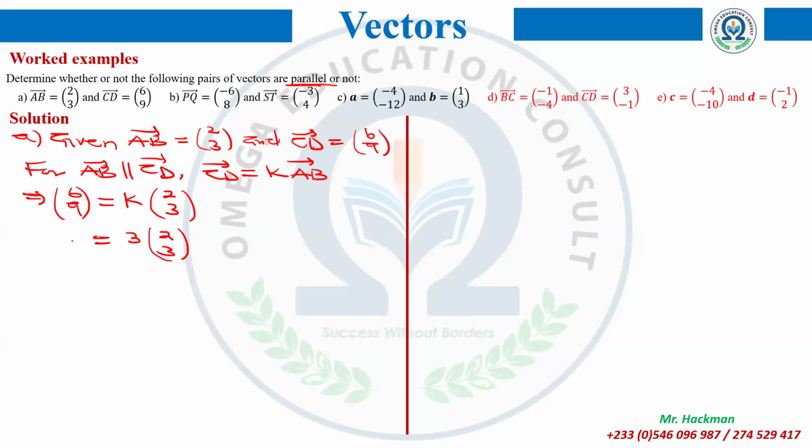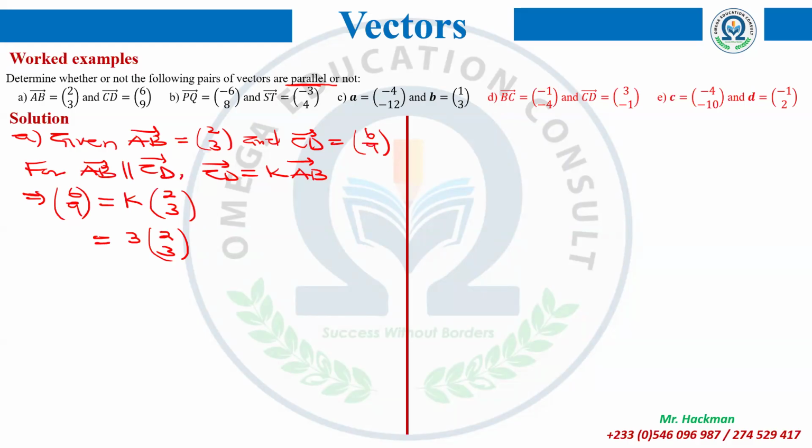So you can see that indirectly, my vector CD is equal to K times the vector AB. Only that this time you know your K to be 3. So I've been able to write my vector CD to be a scalar multiple of the vector AB. Is my point well made?